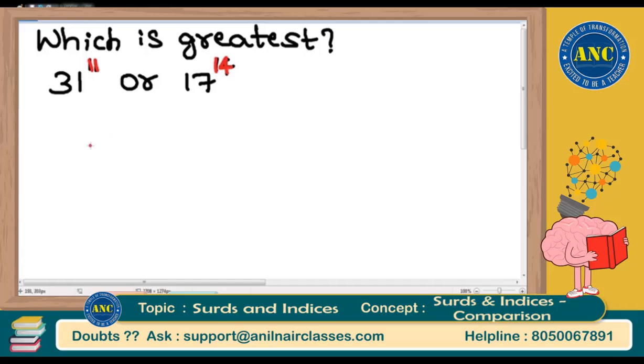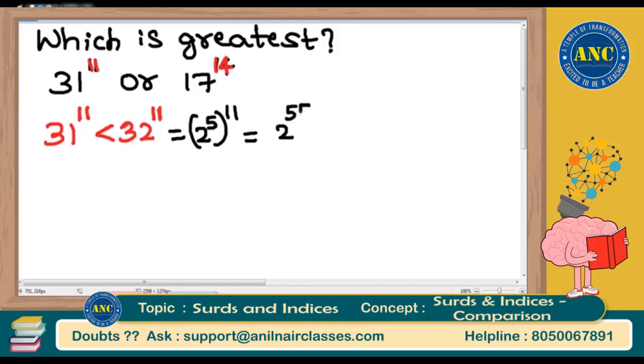Listen carefully, sir. Can I say that 31 power 11 is what I have as the first term? This is definitely less than 32 power 11, because when the powers are same, check with the base. 32 is greater than 31. Yes, 31 is less than 32. Why did I do like this? Because 32 is nothing but 2 power 5. 2 power 5 power 11 is nothing but 2 power 55. Right? I got it as 2 power 55. Can I also say that this 2 power 55 is less than 2 power 56?